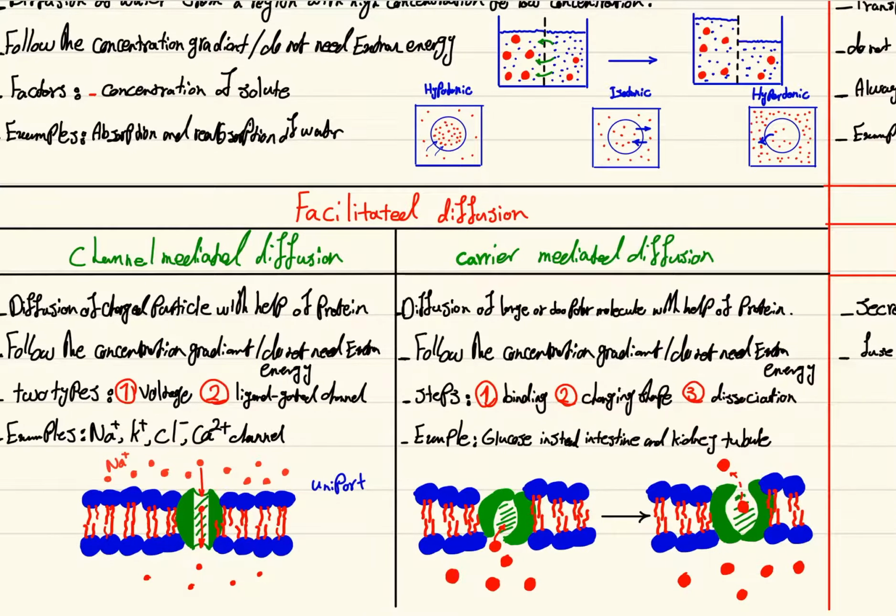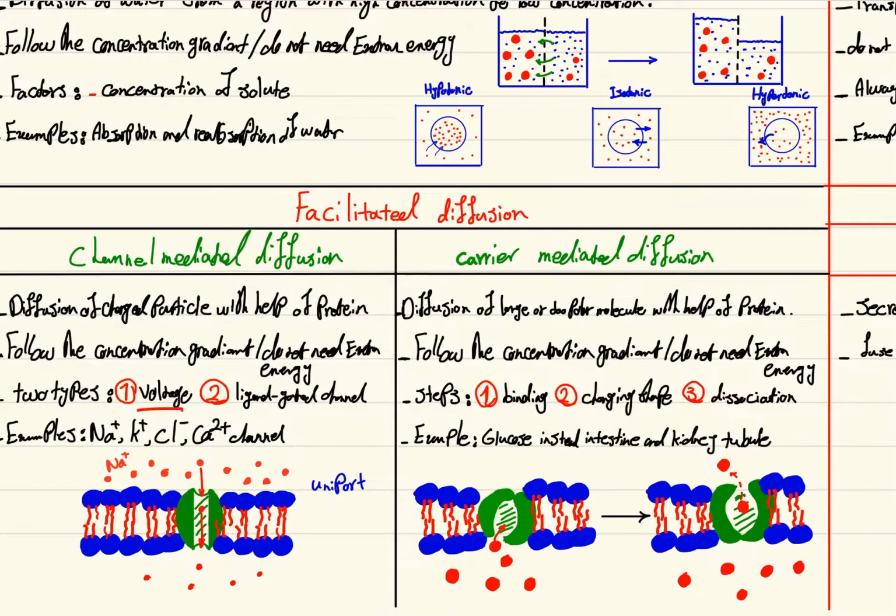So, what is channel-mediated diffusion? Channel-mediated diffusion is a type of facilitated diffusion during which charged particles pass through the cell membrane down their concentration gradient. When I say down their concentration gradient, it means they do not need ATP, and they move from the area with high concentration to the area with low concentration.